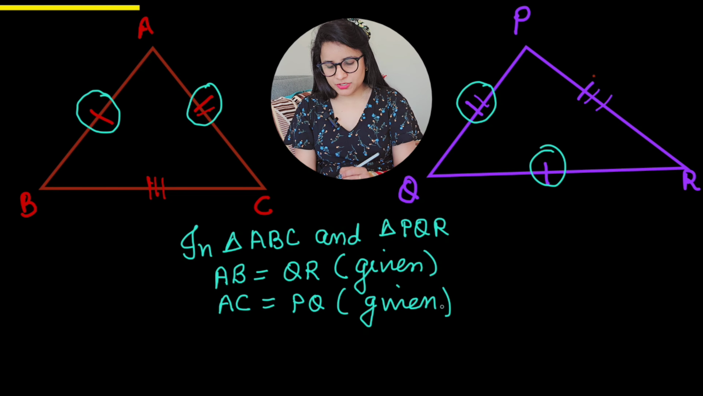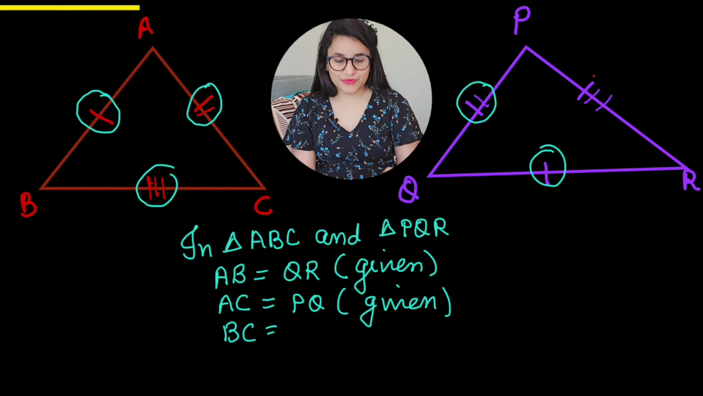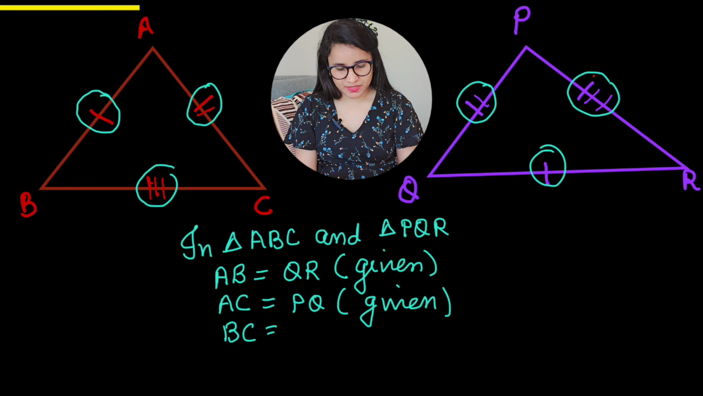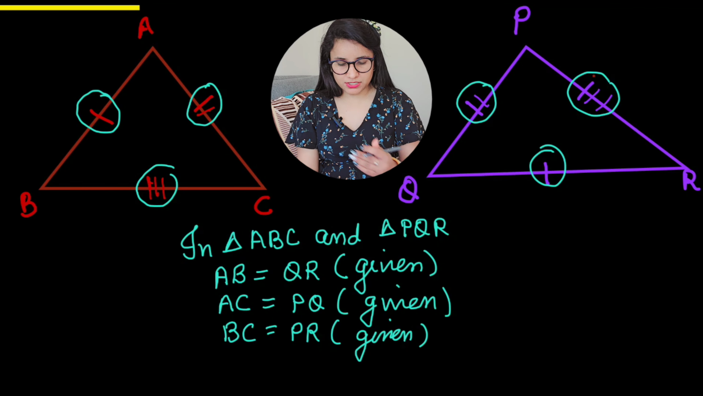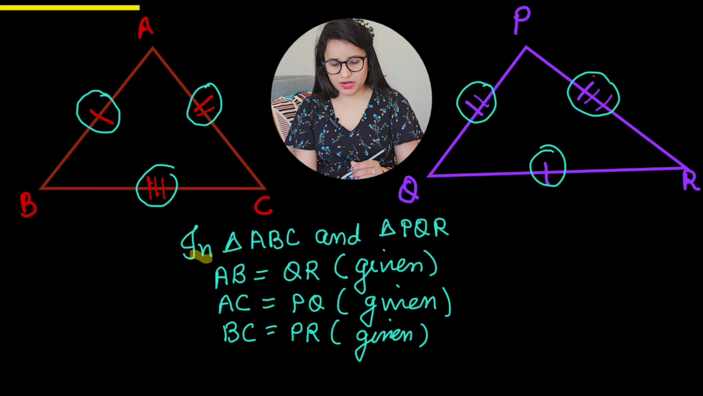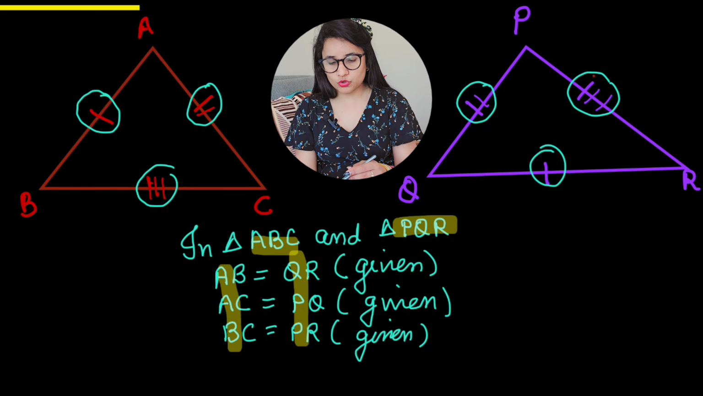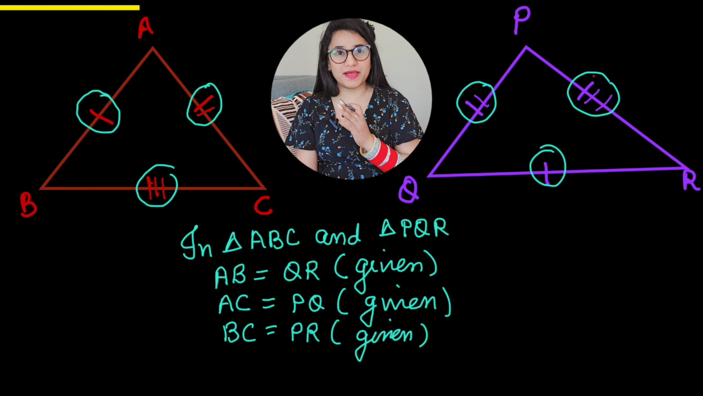Now coming to the last one, the three dashes, BC. This will be equal to which side? Right, it will be PR. Again, what will be the reason here? It will be given. Now if you see it carefully, in the first step, I am always using the triangle ABC, and in the second step, I am always using the second triangle. So don't ever mix-match them. Always follow the same pattern.